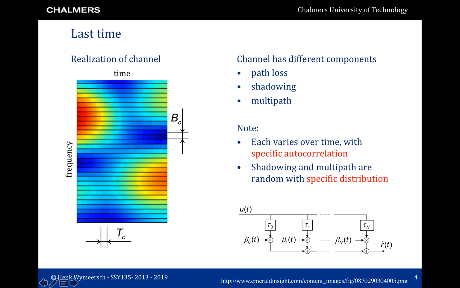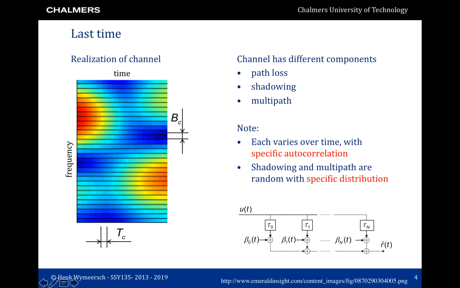Last time we talked about the wireless channel, which can vary in time and in frequency. We also introduced notions of coherence time and coherence bandwidth. We saw that the channel has essentially three components: path loss, shadowing, and multipath fading. Path loss is the decay of power with distance. Shadowing are large-scale power variations due to large objects. And multipath are small-scale power variations due to small changes in the environment, on the order of a few wavelengths.